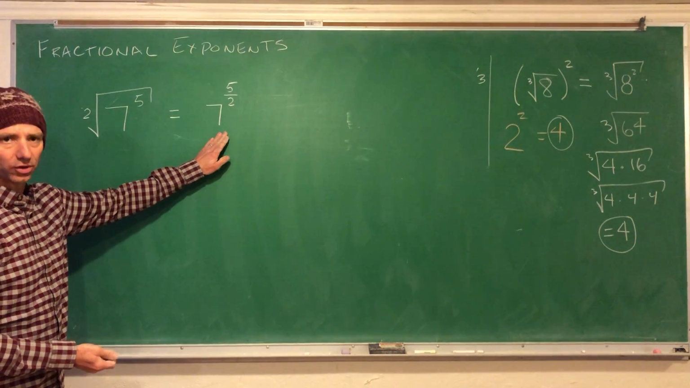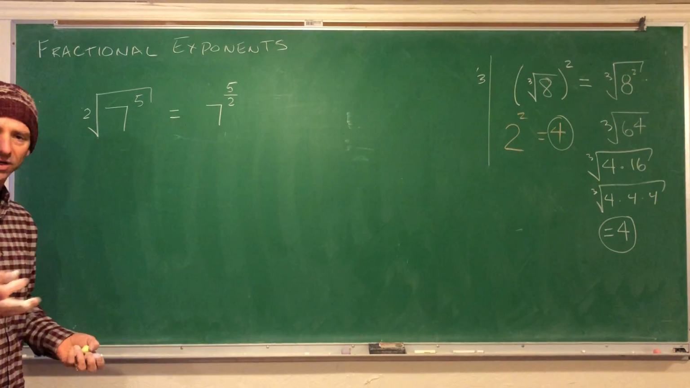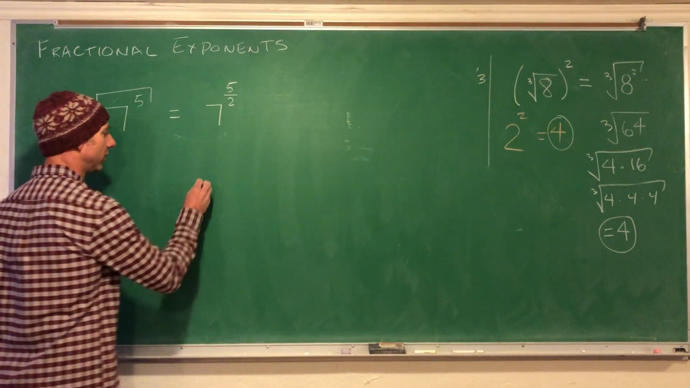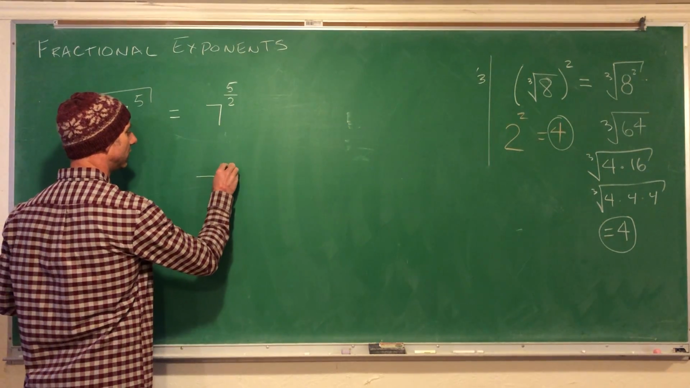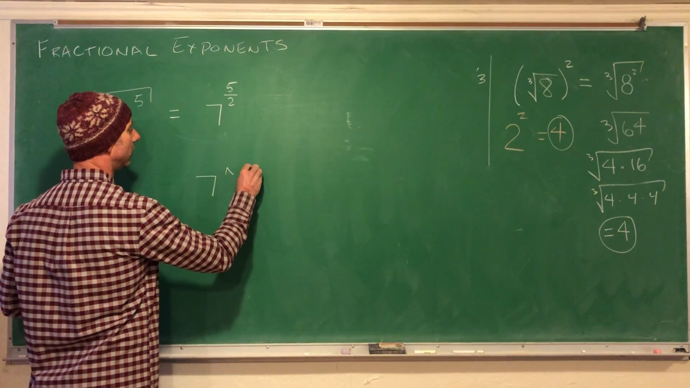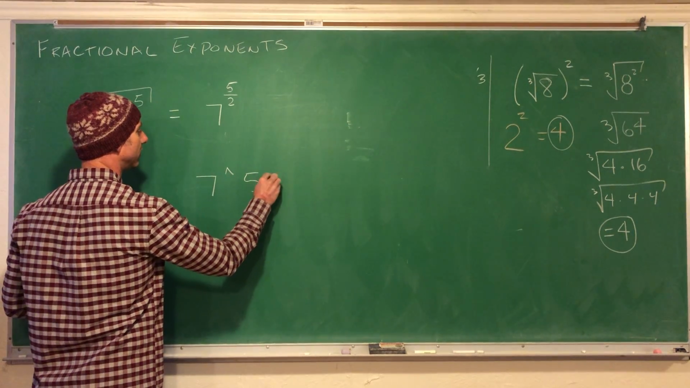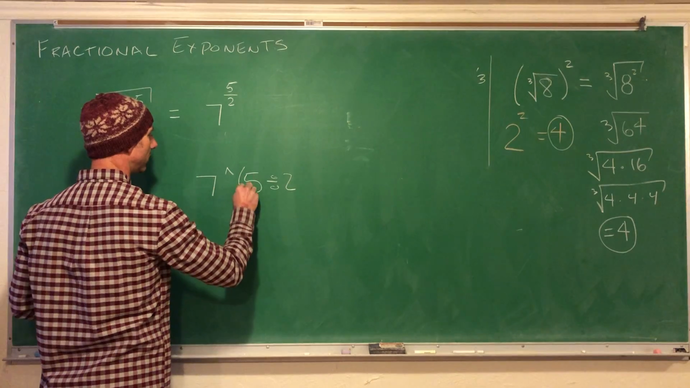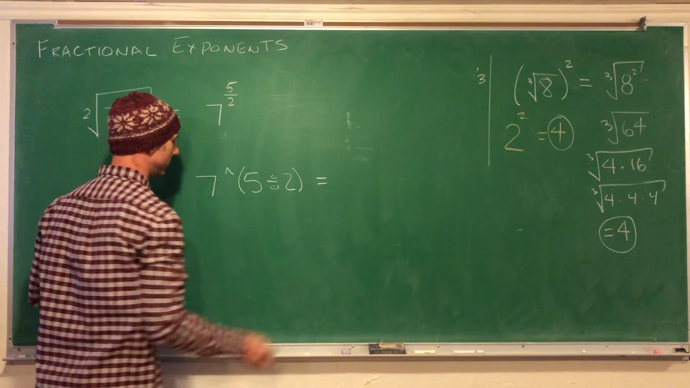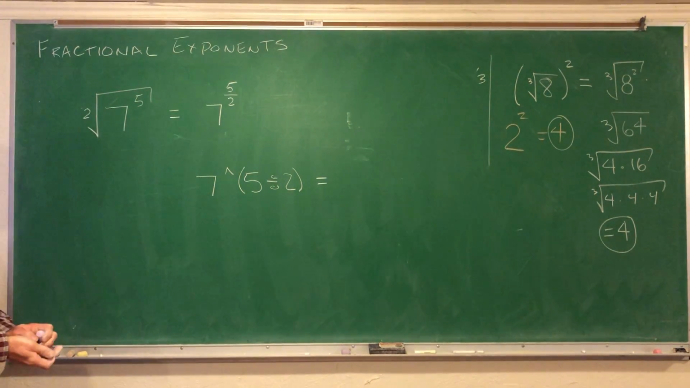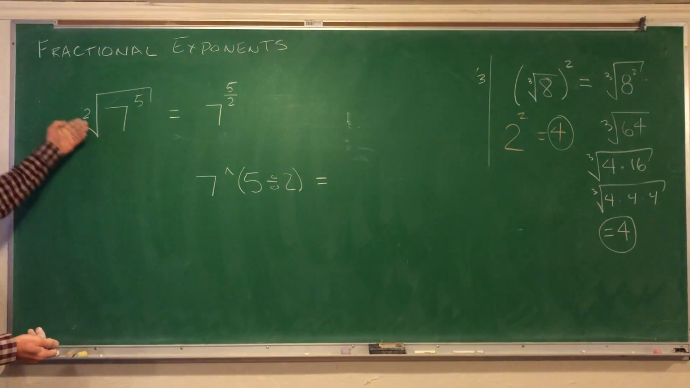Now, evaluating this is a different story. You can evaluate this on your calculator by going 7 caret 2 divided by 5 equals. That's how you can do it on your calculator. That's how you would do these sort of things.